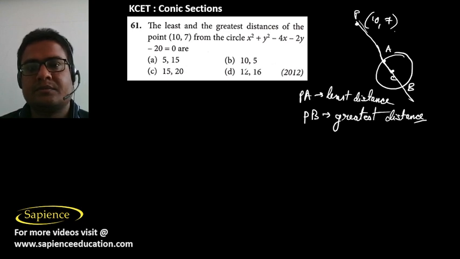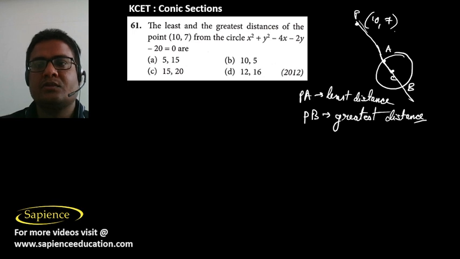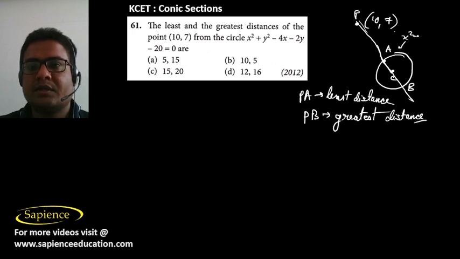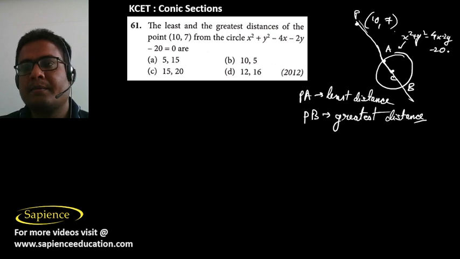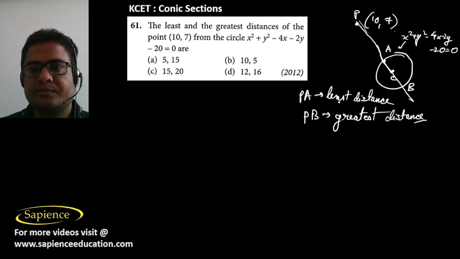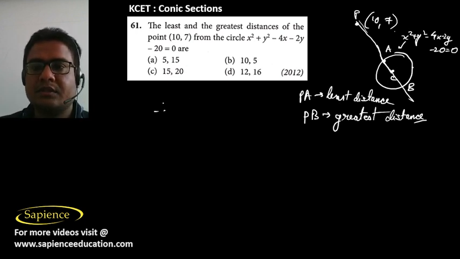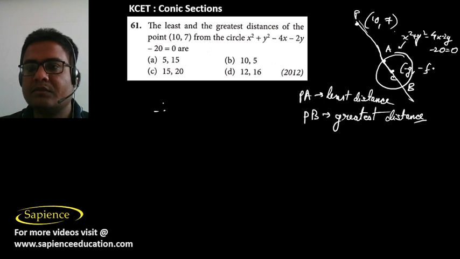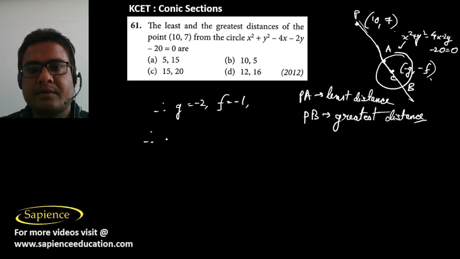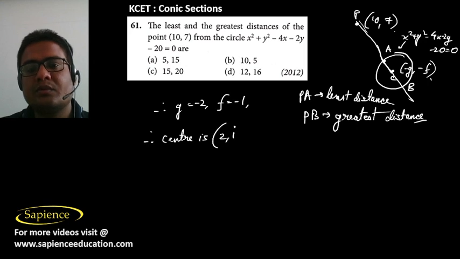So this circle is x square plus y square minus 4x minus 2y minus 20 equal to 0. Therefore the center will be minus g comma minus f. From here we can say g is minus 2 and f is minus 1. So therefore the center is at (2, 1).